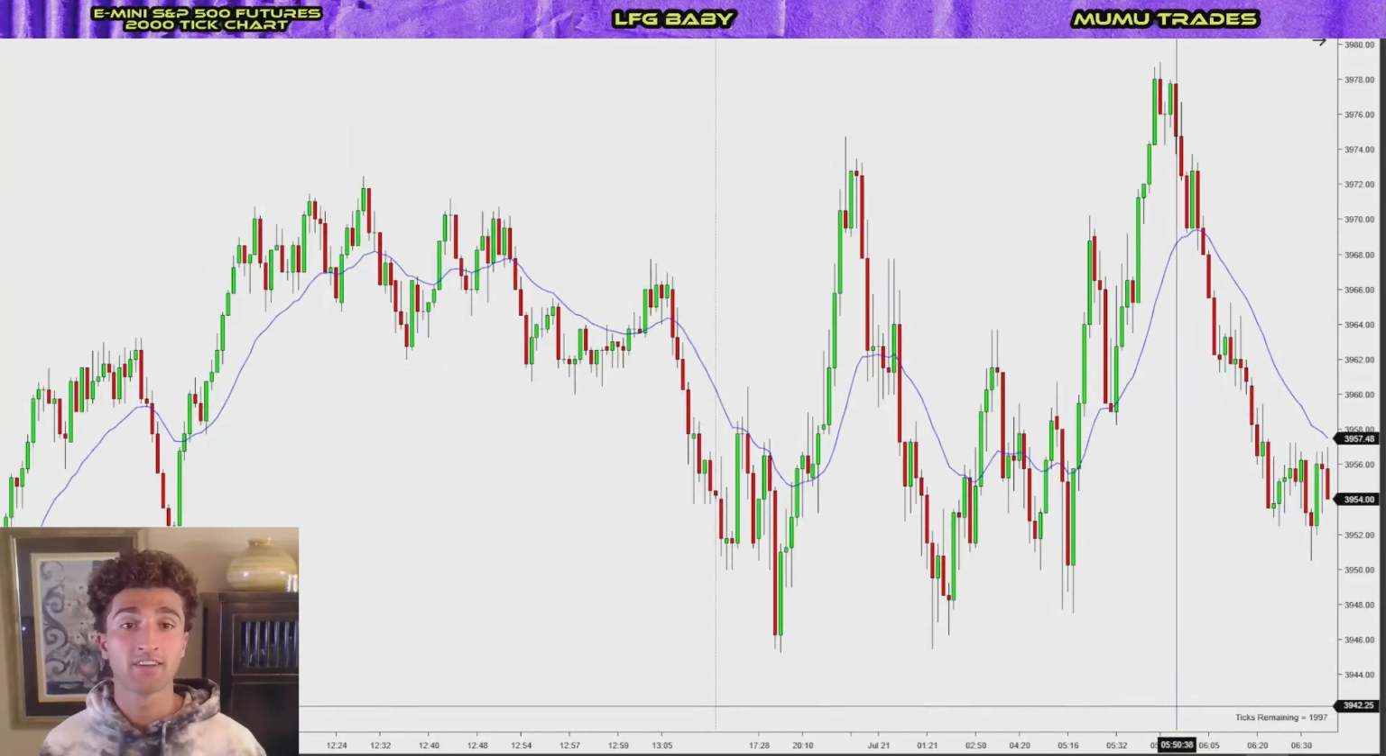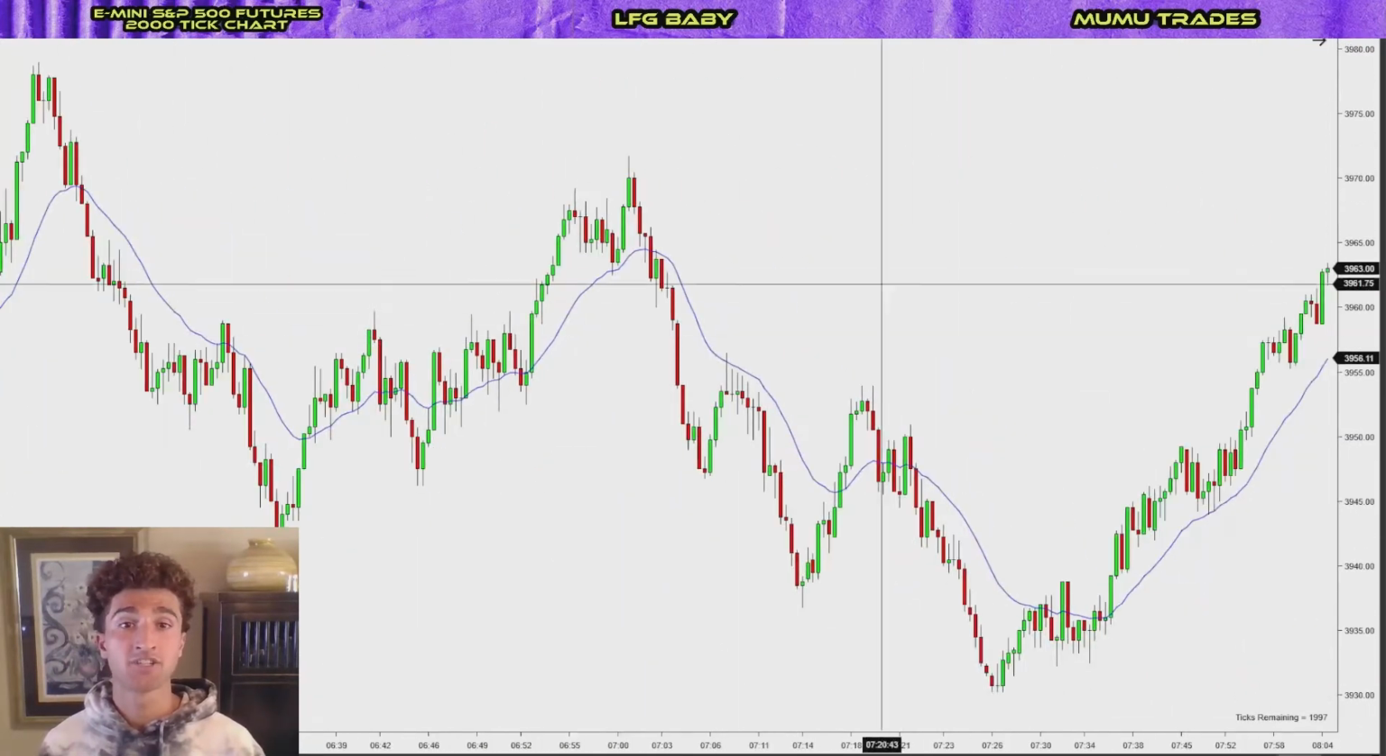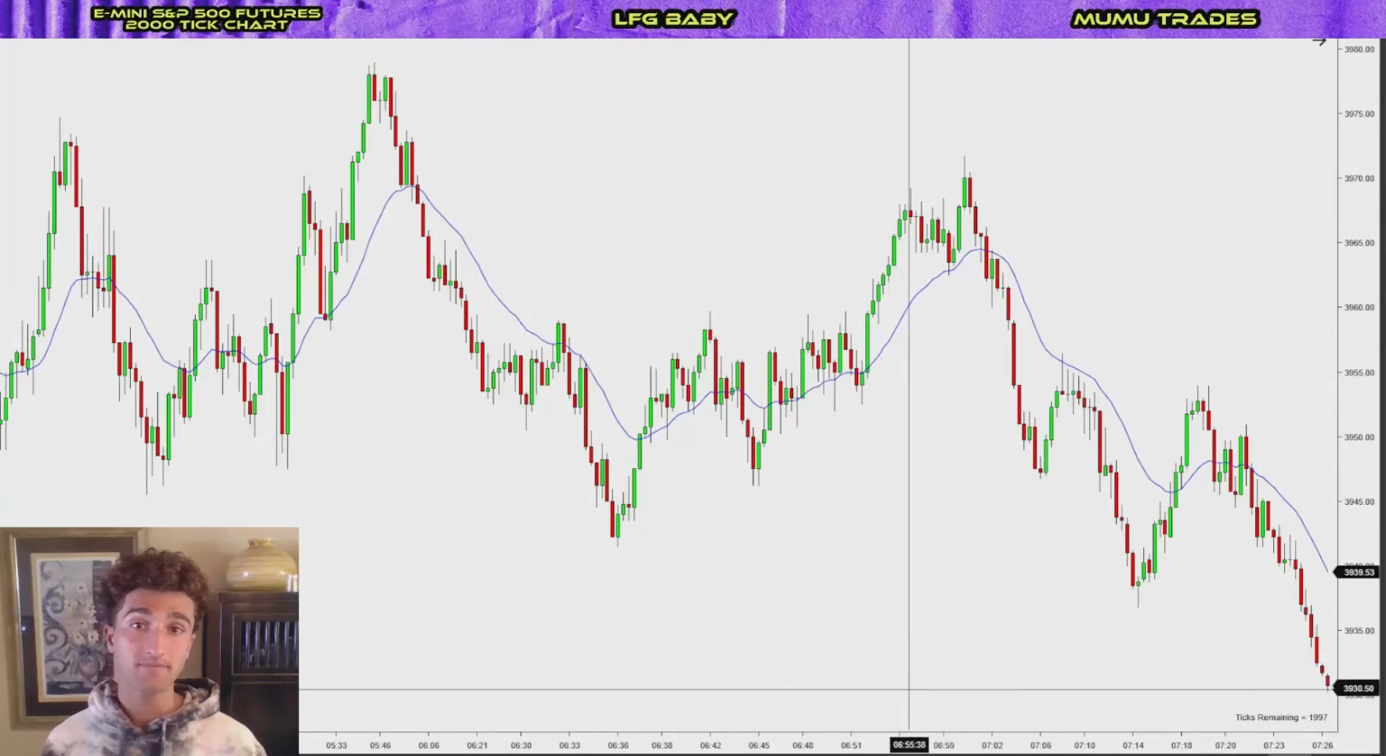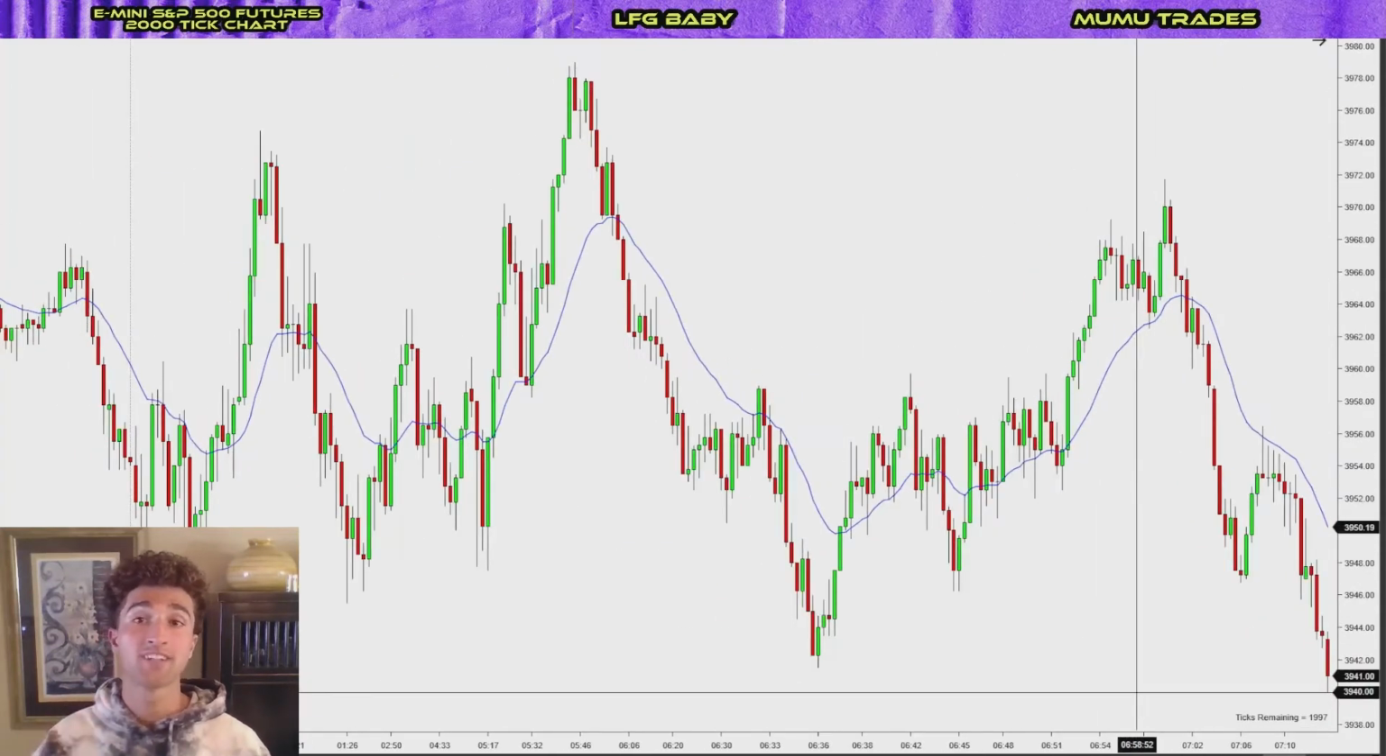Take a look at this chart. Does this just look like a jumbled mess of nothing? If so, we're going to show you how to make sense of all of this with the most simple trading technique you can find anywhere on YouTube, with nothing more than simple trend lines and trend channels. So without further ado, let's get to the charts.